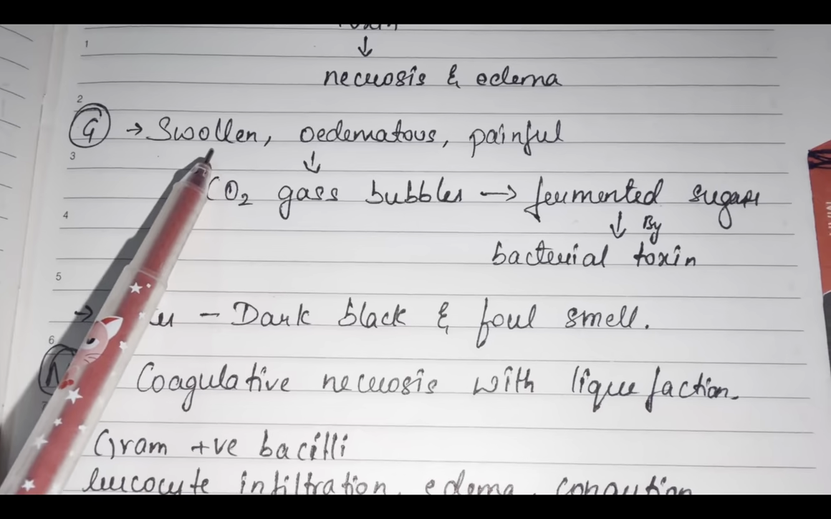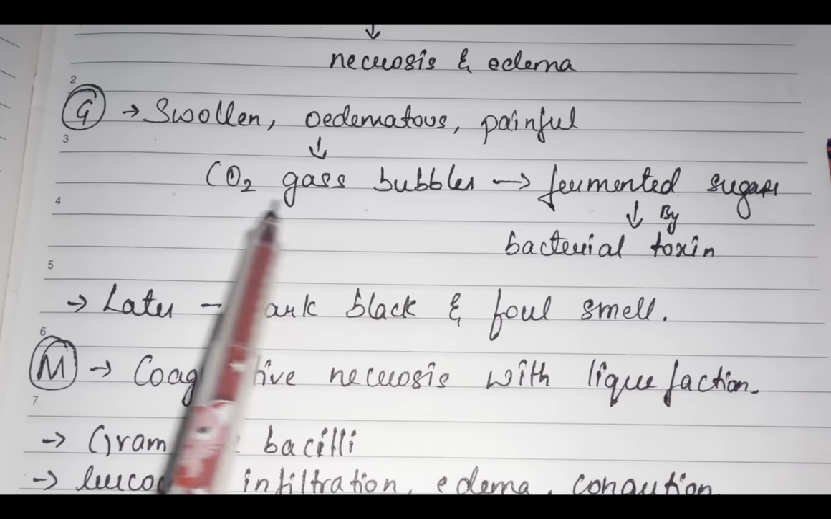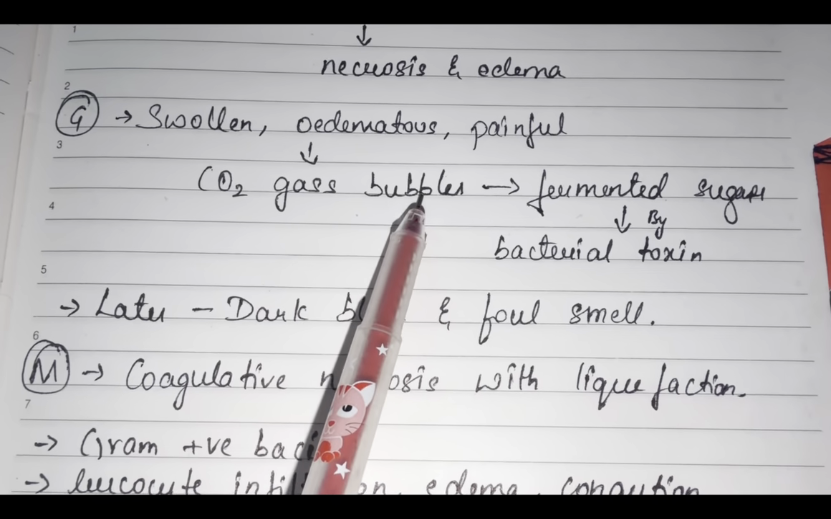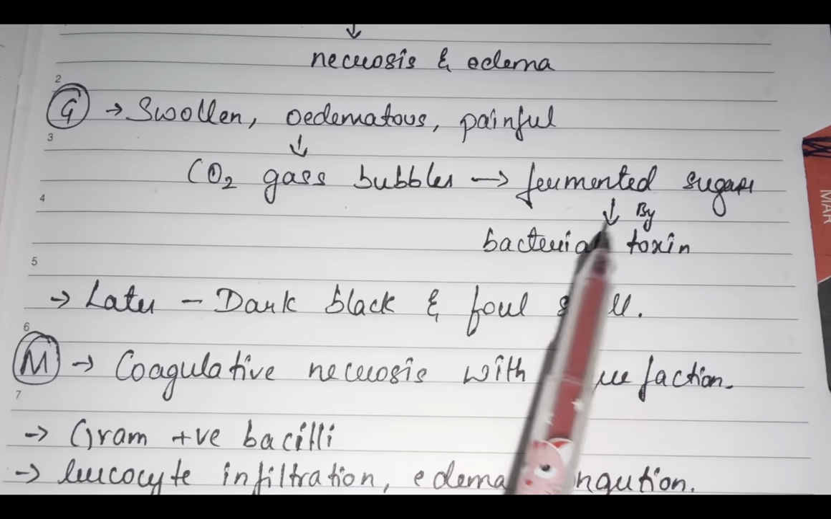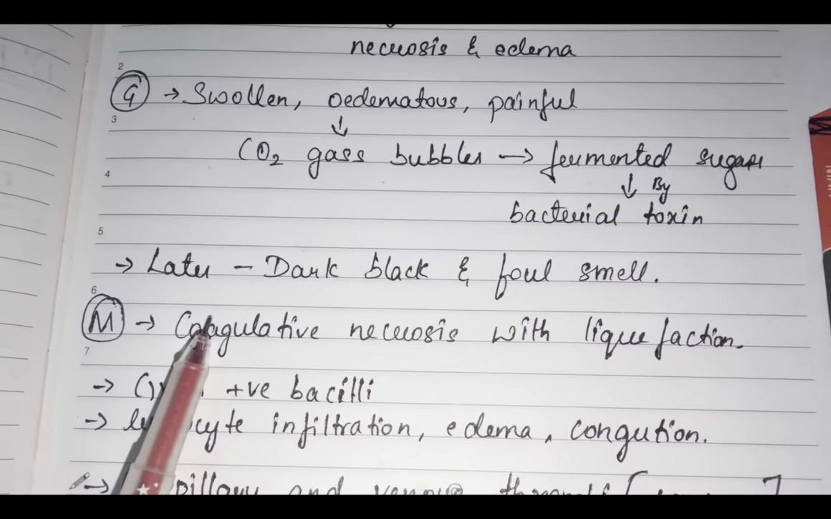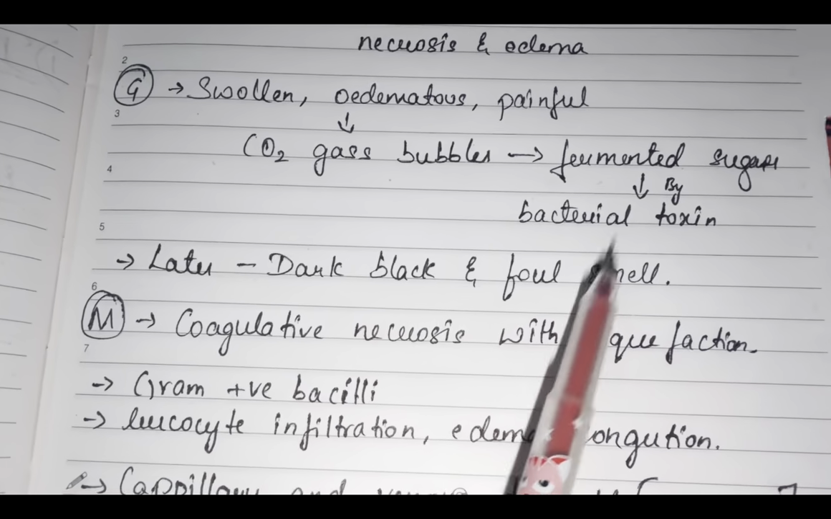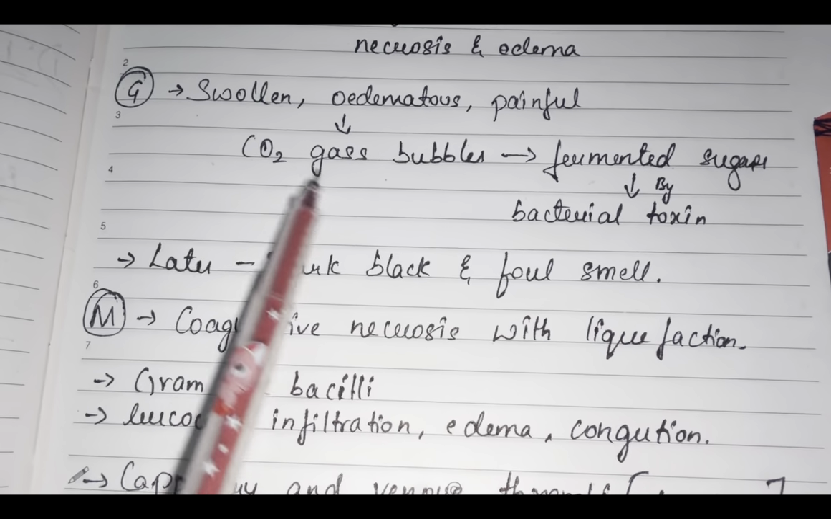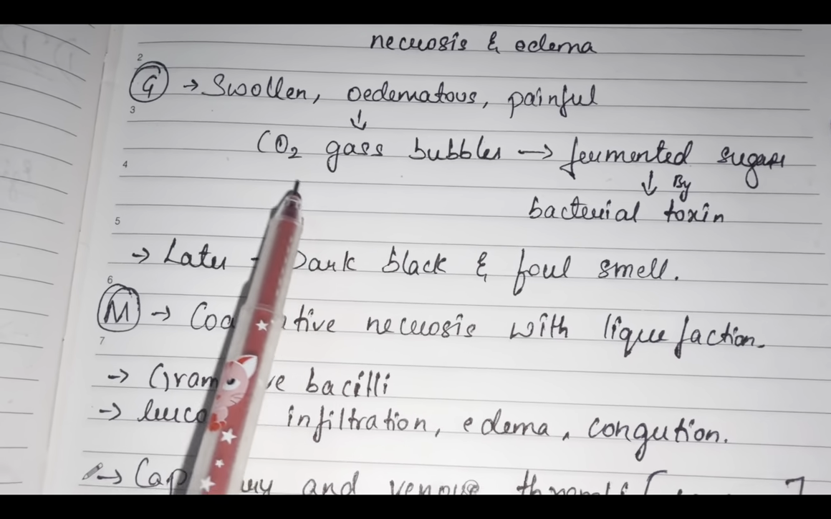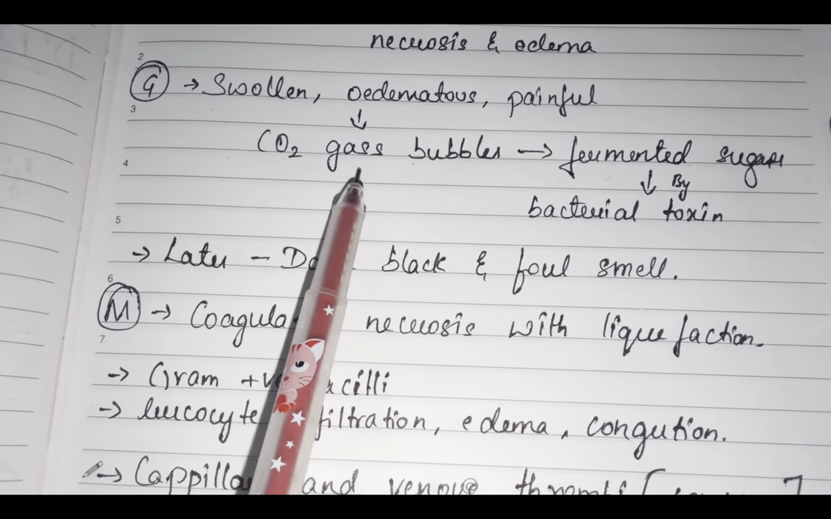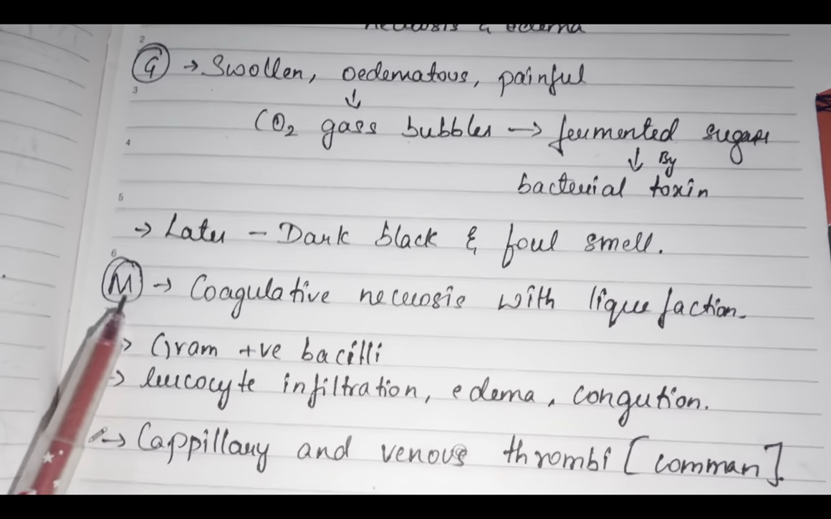What are the gross features? Here we can see swollen, edematous and painful features due to the production of CO2 gas bubbles by fermented sugar by the bacterial toxins. Later on, it becomes dark black and foul smelling. So these are the gross features, which we can remember as swollen, edematous and painful, due to the production of CO2 gas bubbles, and later on dark black with a foul smell.